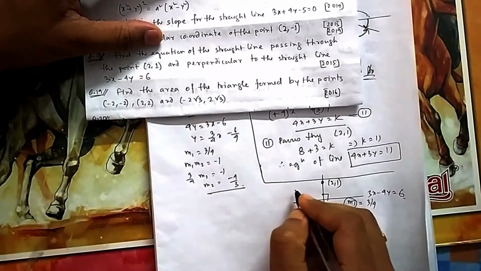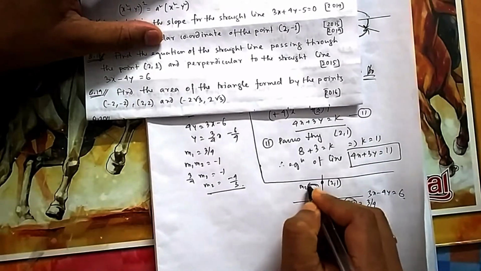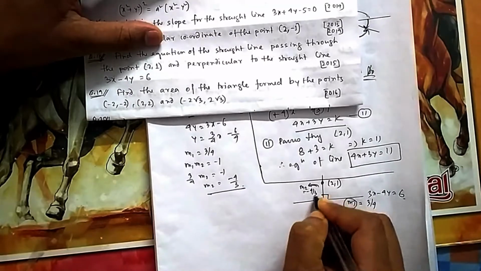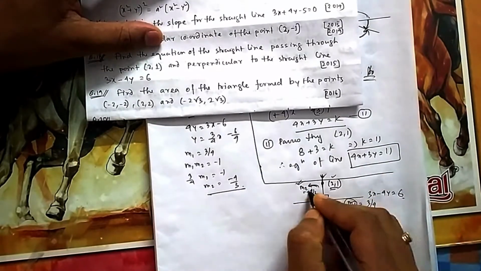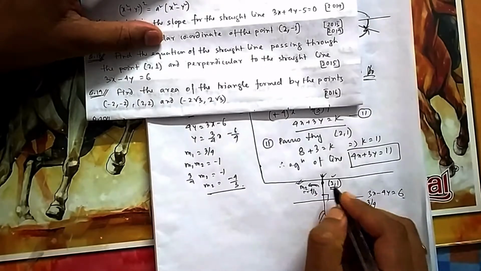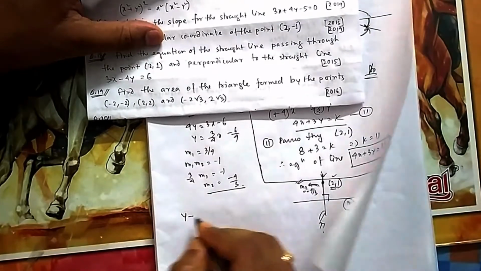If you want to visualize it, that's why I am visualizing. So what is the slope of this line? m2 you got. So for this line you know two things. The slope you know, and it is also passing through 2, 1. So it is point slope format. So you can write the equation. What was the format? y minus y1.